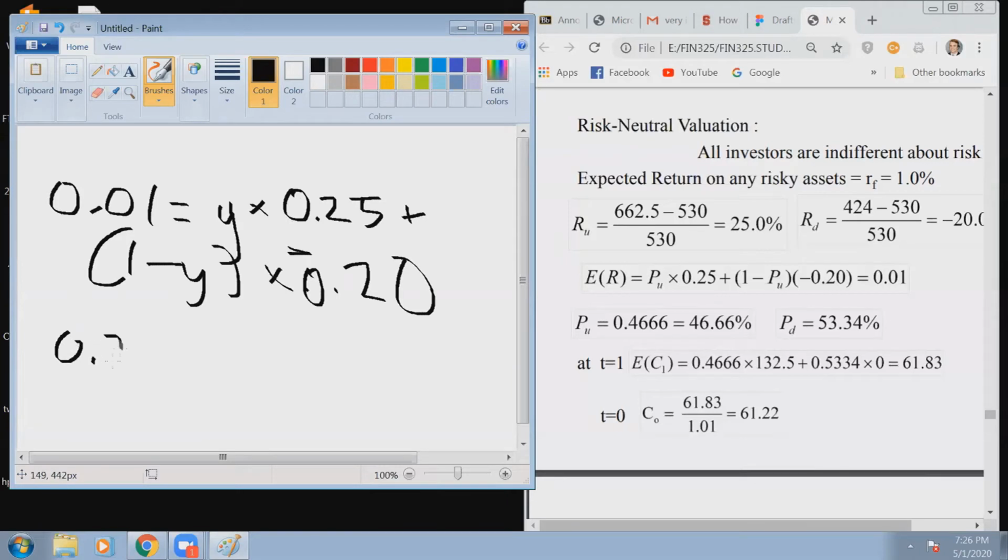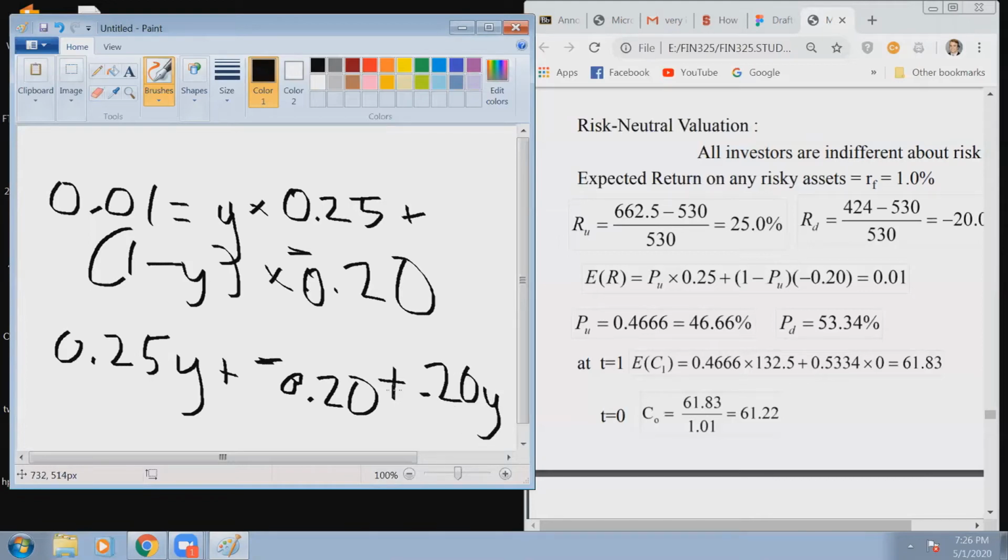So it would be 0.25y plus negative 0.20 times 1, which is going to be equal to negative 0.20, plus negative 0.20 times negative y, which will equate to a positive 0.20y. So you add the 0.20y to the 0.25y, and that will give you 0.45y. And keep in mind, all this is still equal to 0.01.